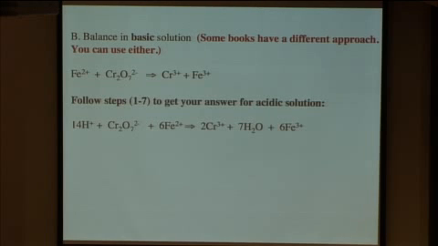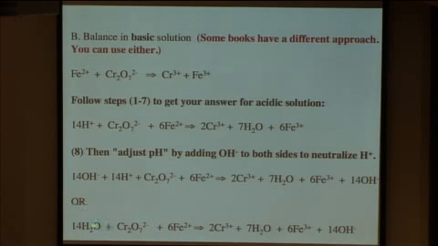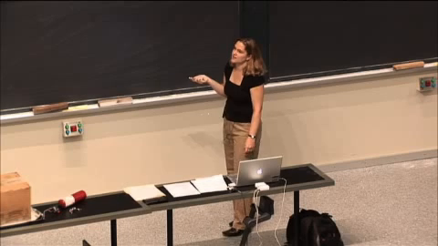What I like to do is the simplest thing, which is to use the same steps all the way up to here to get your same answer that you had for the acidic solution, and then neutralize it at this point. So adjust the pH in quotes by adding hydroxide ions to both sides. And so if we have 14 H pluses here, we can add 14 OHs on one side and 14 OH minus on the other side. And then we can add those guys together. So we have now 14 waters over here, and we have still our 7 waters on this side, and then the 14 hydroxides on this side.